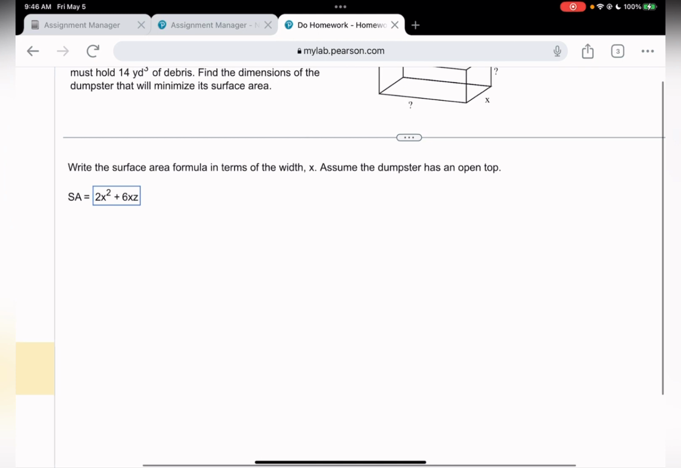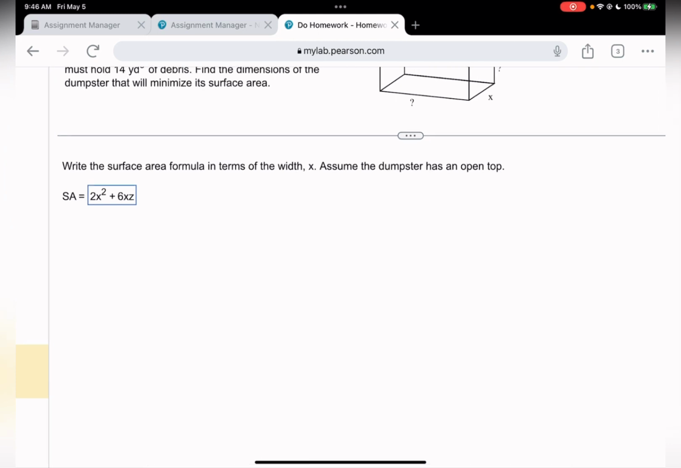Write the surface area formula in terms of width x. Assume the dumpster has an open top.